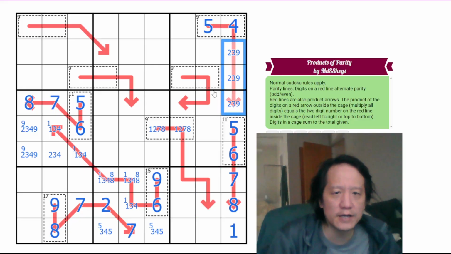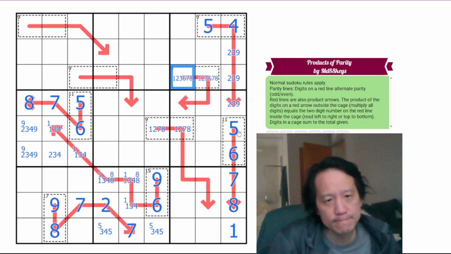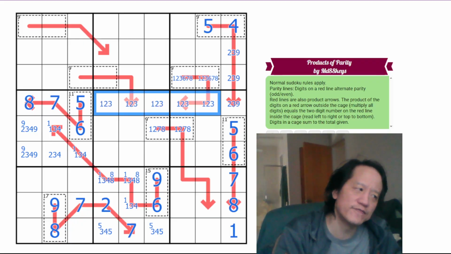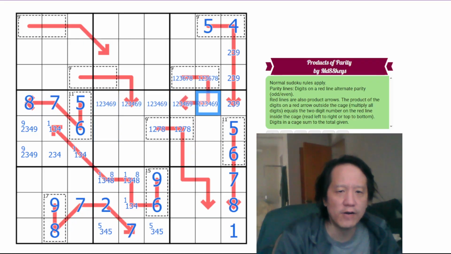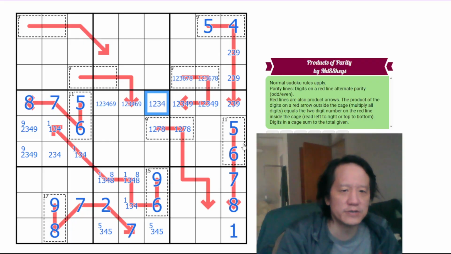We have 2, 3, and 9 here. This cannot be 4 and 5 because of the 4, 5 pair in the box. So it could be 1, 8, 2, 7, 3, or 6. Remaining digits in row 4. We have 1, 2, 3, 4, 6, and 9. 6 cannot be here because of the 6 in the box. This can't be 6 or 9 because of the 6 or 9 in the column. This can't be 2 because of 2 in the column.